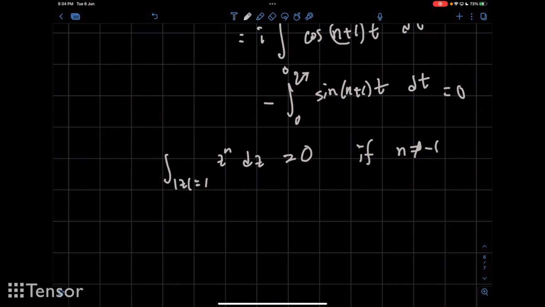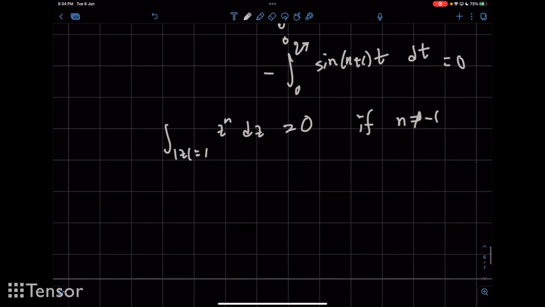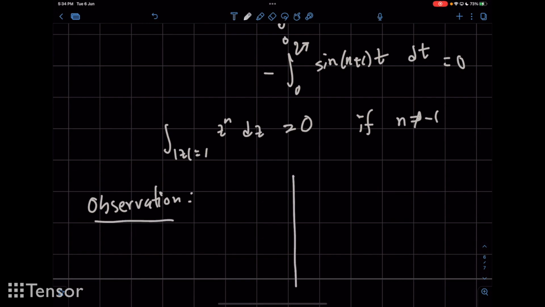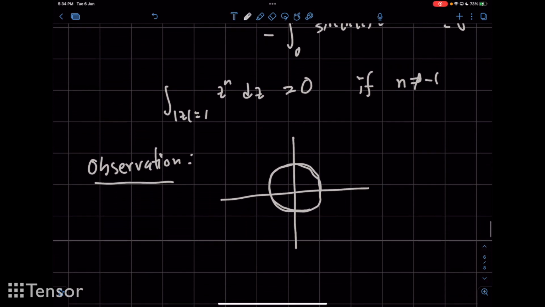Here we can make some observations. This was the path we integrated over, right? And for z to the power n, the function is holomorphic on the whole complex plane. But for 1 over z, the function is not holomorphic at the origin. So we can say that there is some sort of hole in here.